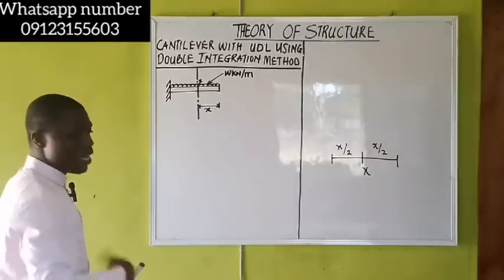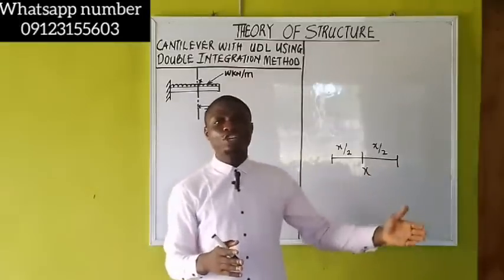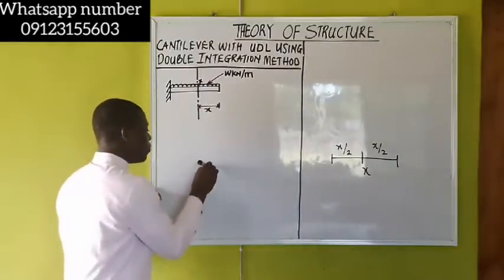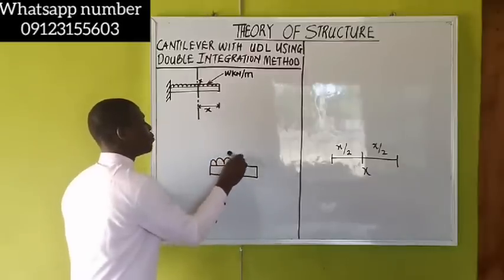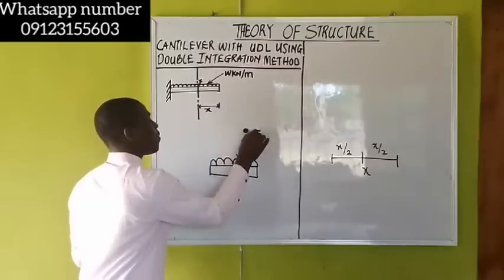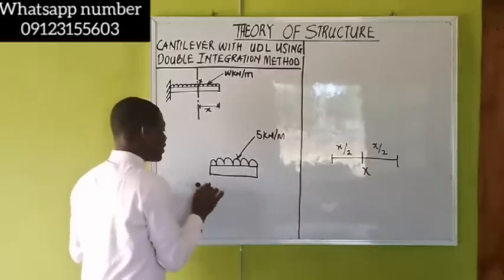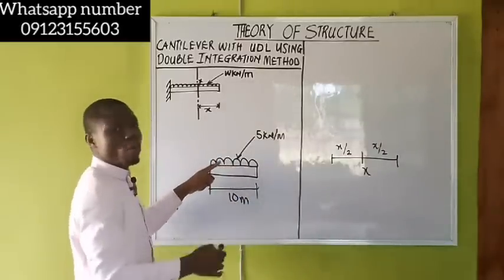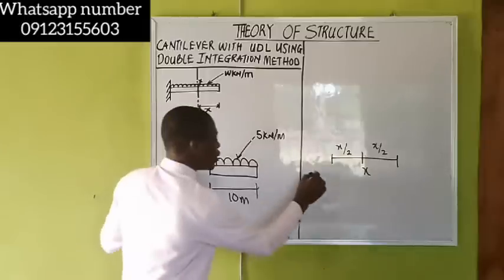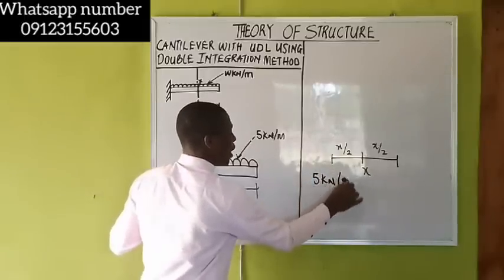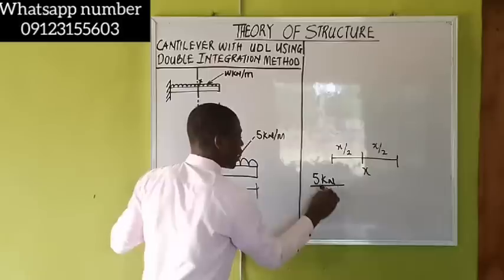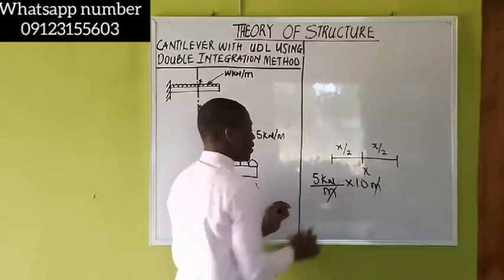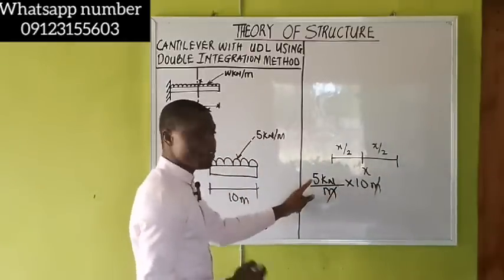Now before I can proceed, let me recall for you how to convert a uniformly distributed load to a point load. For instance, if I have a beam with a uniformly distributed load of, let's say, 5 kilonewton per meter, and the distance is given to be 10 meter, and I want to convert this to a point load, what do I do? Simply take this value, 5 kilonewton per meter, multiplied by the distance, 10 meter. Meter cancels meter, and I'm left with 10 times 5, that's 50 kilonewton.